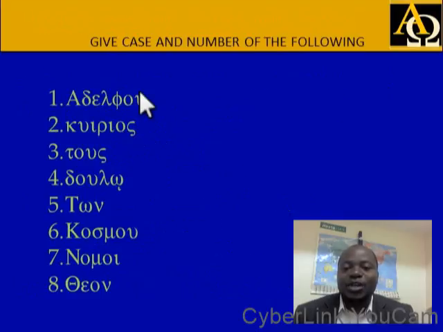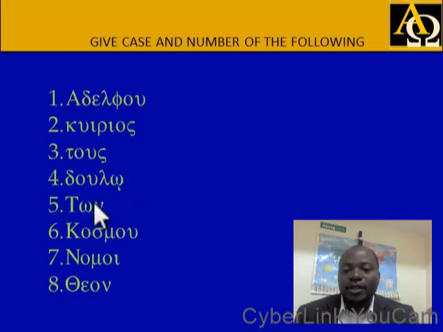So you should be able by now, looking at these words, to tell what they are. So adelfu, what case and number is it? It's genitive, singular. Kurie, sorry for the wrong spelling. This is not the spelling of kurios, so the iota is not there. So kurios is nominative, singular. Tus is accusative, plural. Dulo is dative, singular.